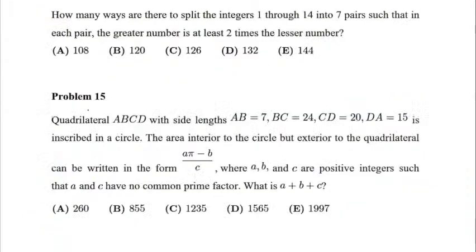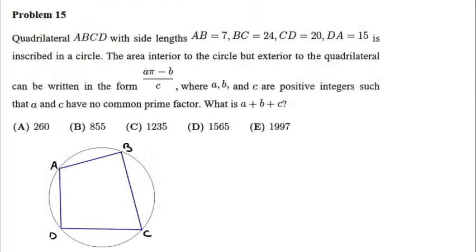AMC 10A, problem number 15, 2022. It says quadrilateral ABCD with side lengths AB 7, BC 24, CD 20, DA 15 is inscribed in a circle. The area interior to the circle but exterior to the quadrilateral. So it means this area.